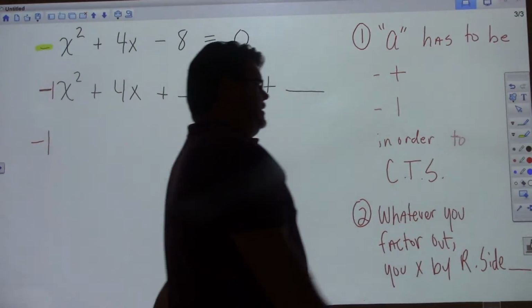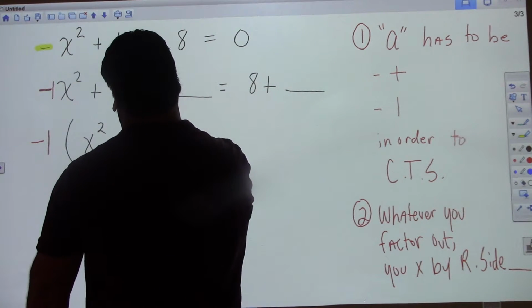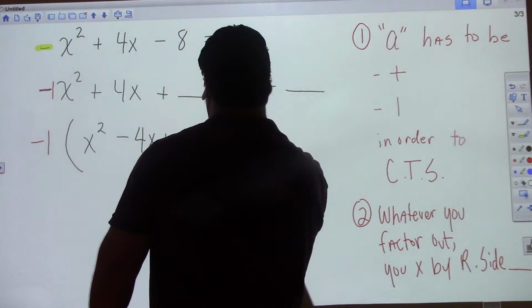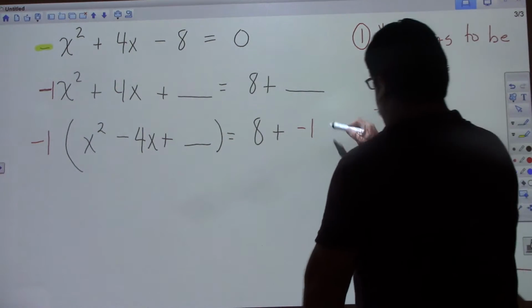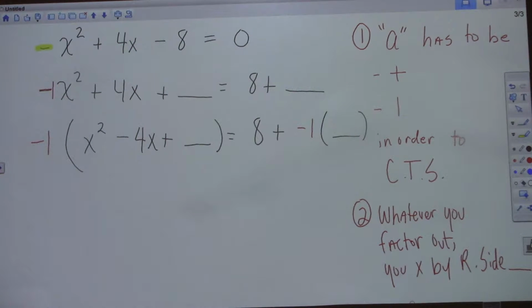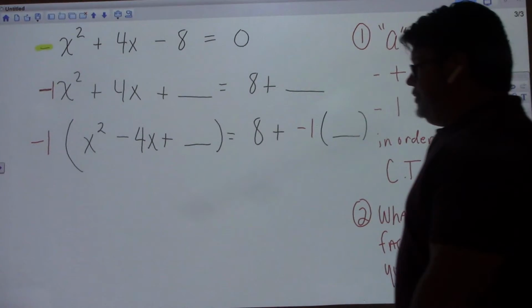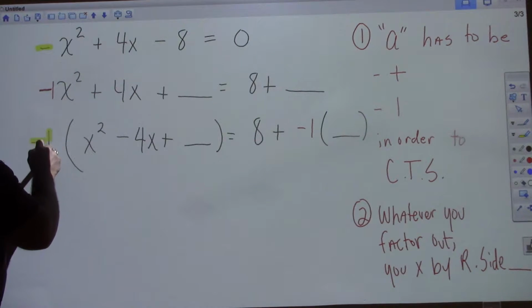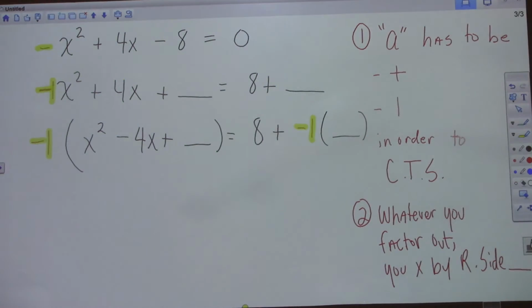And that's going to leave me with x squared minus 4x plus blank is equal to 8 plus negative 1 times blank. Yeah, but what is blank? 0. What's the difference between plus 0 and negative 0? Okay, so you don't have to worry about it. So I'm going to take my handy dandy highlighter and highlight that, and highlight that, so you will highlight it in your notes.